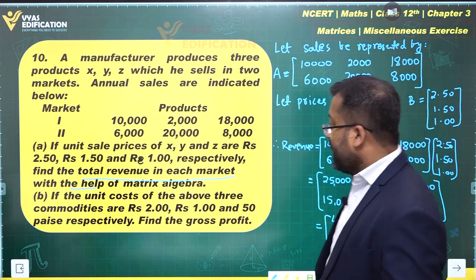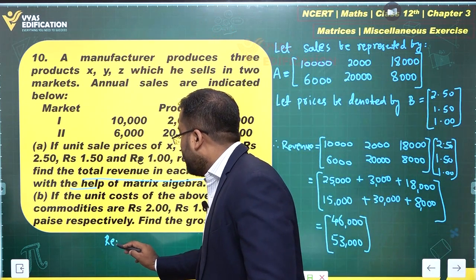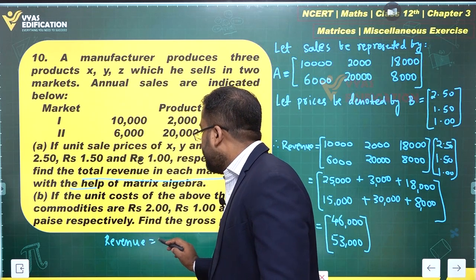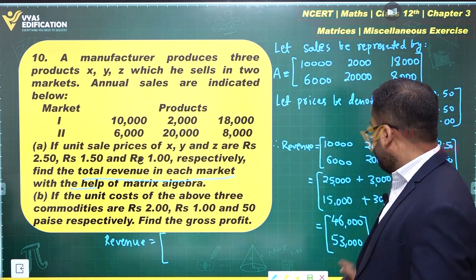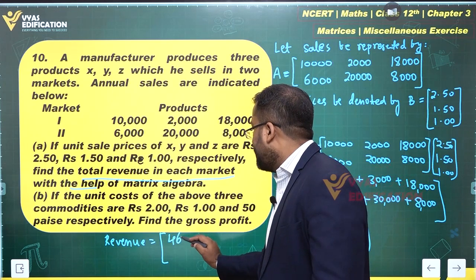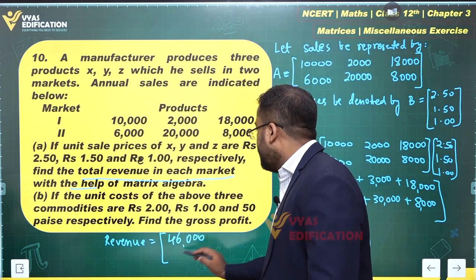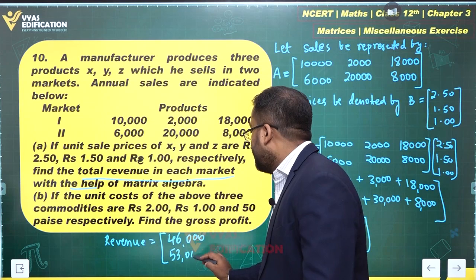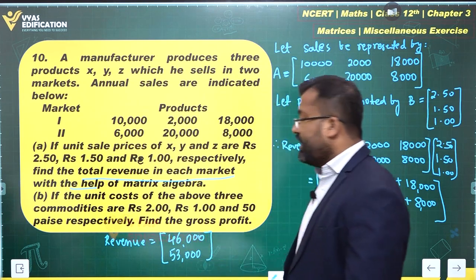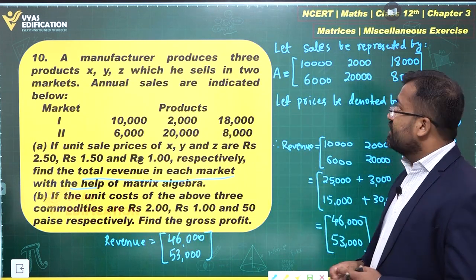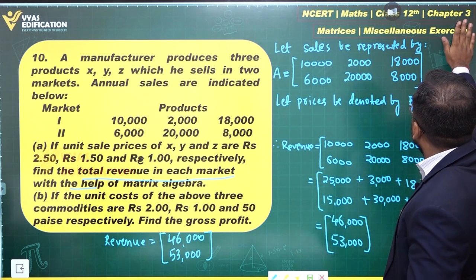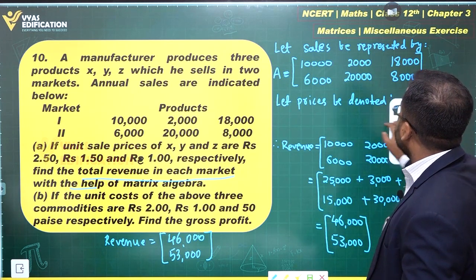This revenue, when we talk about revenue, can be represented by this matrix. This is 46,000 and 53,000. Let's keep that safe. Yeah, let's write it over here. And now we want to talk about the cost for part B. So the sales matrix would be the same and the cost matrix would be different.